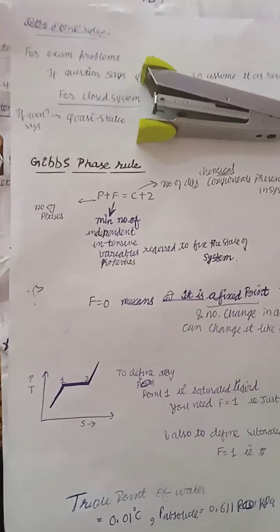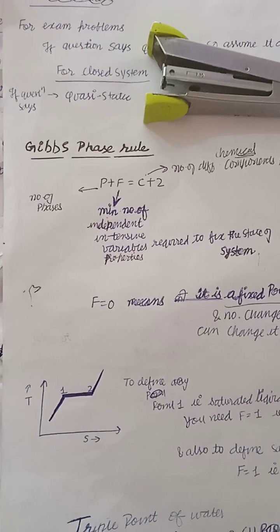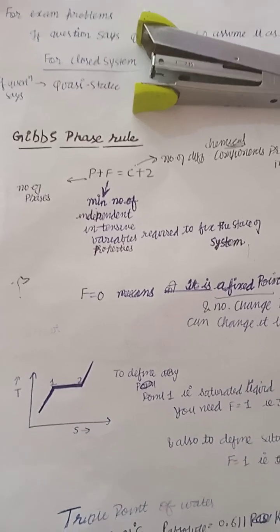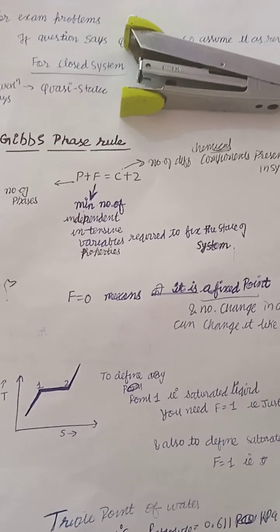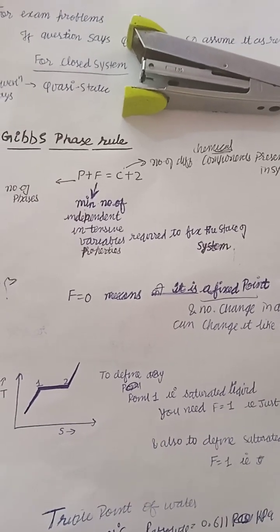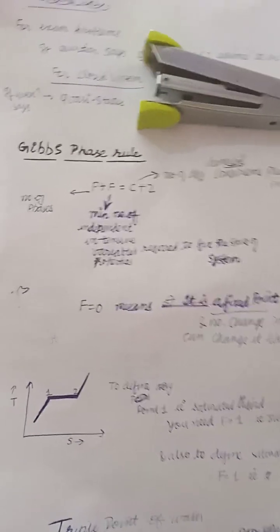So at the moment we are going to study about Gibbs phase rule. So what is Gibbs phase rule? The Gibbs phase rule is P plus F is equal to C plus 2. What does P represent? P represents number of phases. C represents number of different chemical components.